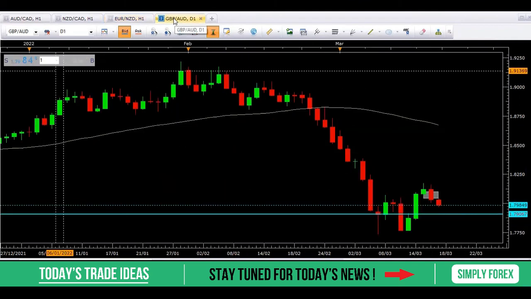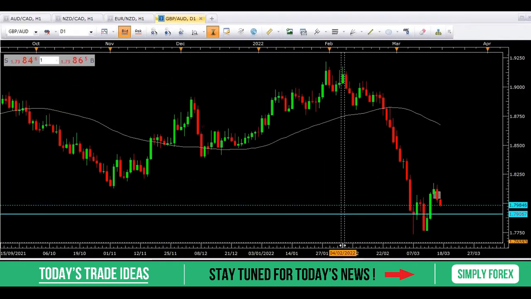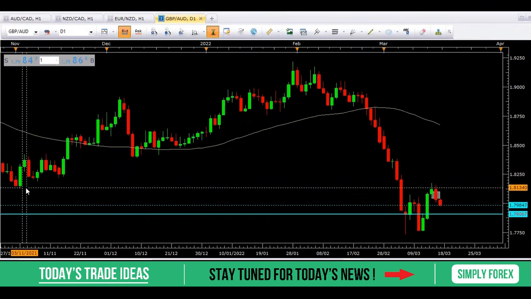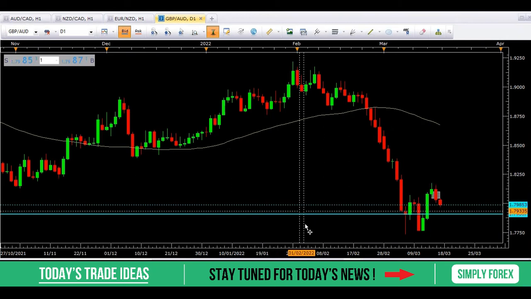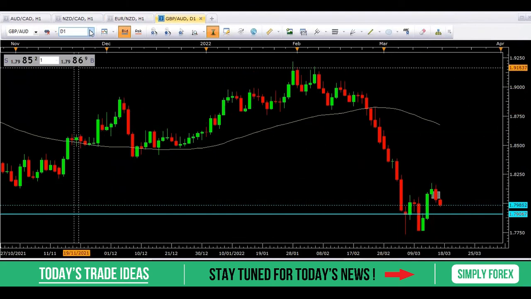Okay, last trade of today is the pound against the Aussie dollar. So what we're looking to do, guys, is, as you can see, price has bounced off of this area here. It bounced off here, and you can see it bouncing off here as well. So we've had a bearish candlestick pattern form yesterday, and all we want to do is take price back down to this blue line here. So let's take a look at the H1 for execution.